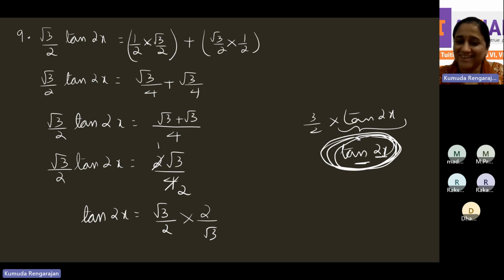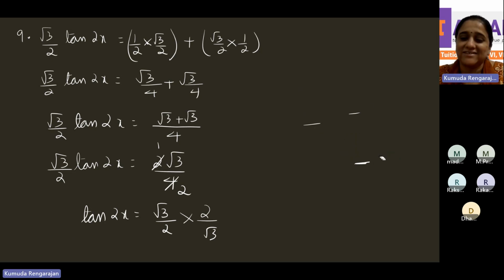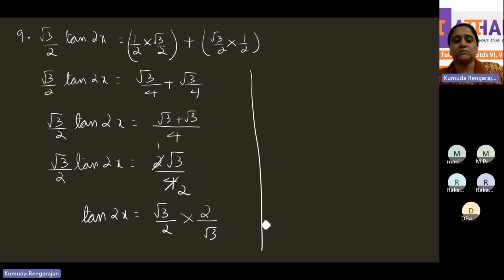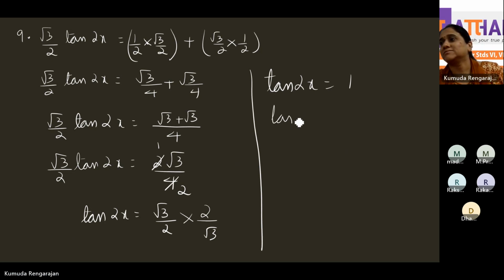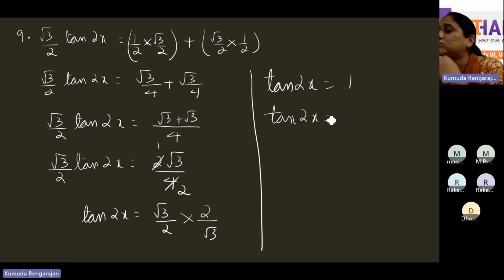Raja, yes or no? Yeah, so far understood. Now continue, Raja. What will you do after this? Tan 2x is equal to 1. When is it 1? Tan of which angle is 1? Tan 2x is equal to tan of, look, it is in the book. Tan 45 degrees is 1.